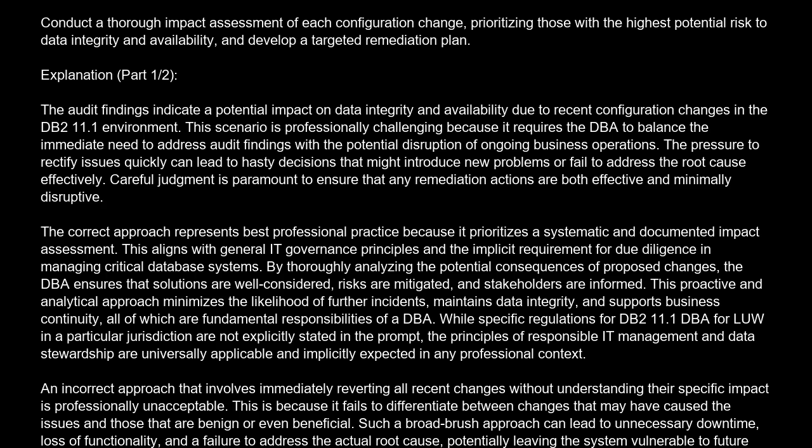While specific regulations for DB2 11 DBA for LUW in a particular jurisdiction are not explicitly stated in the prompt, the principles of responsible IT management and data stewardship are universally applicable and implicitly expected in any professional context.